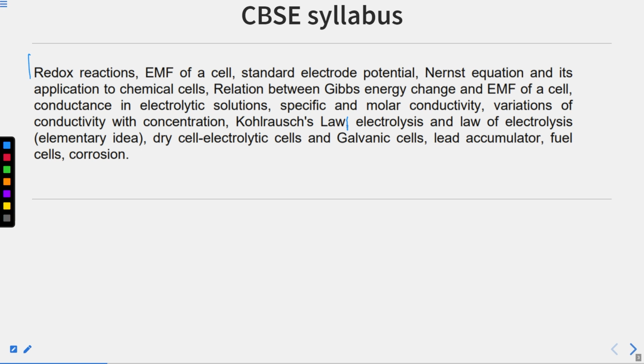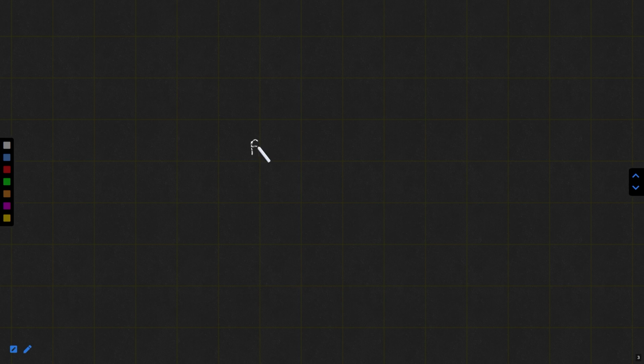The first part was mainly about our EMF calculation, in which we have seen our Nernst equation. The equations are like this: E cell is equal to E naught cell minus RT by nF ln Q. So this was our Nernst equation. Then we have seen the relation between our Gibbs free energy and the EMF of the cell. So this was our first part.